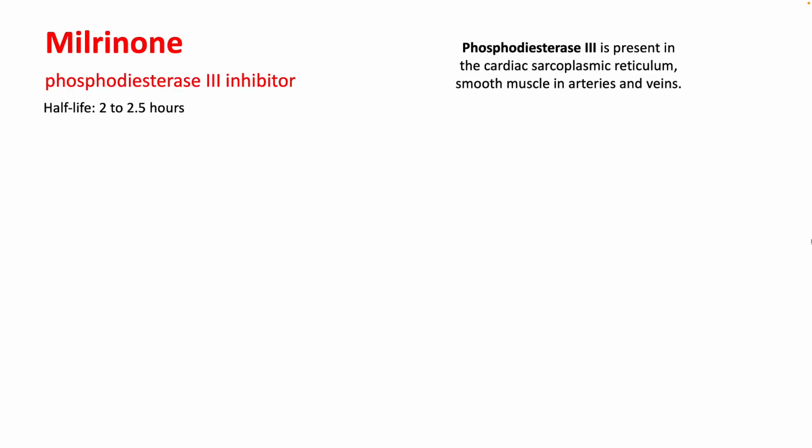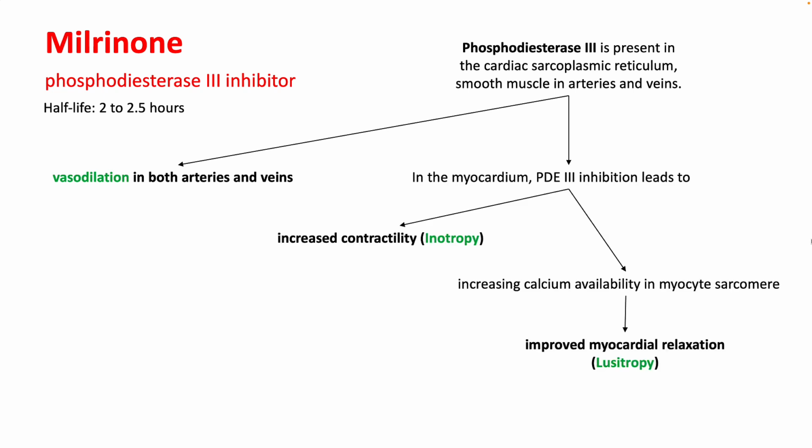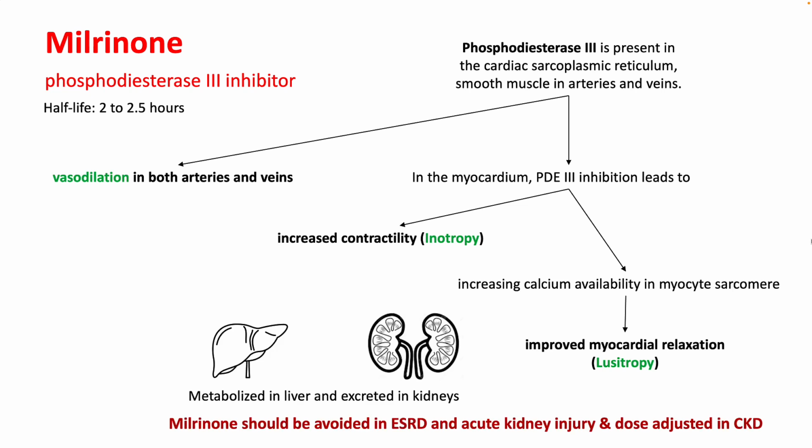Milrinone is a phosphodiesterase 3 inhibitor with a half-life of 2 to 2.5 hours, and it's present in cardiac sarcoplasmic reticulum and smooth muscles, where it vasodilates arteries and veins. In the heart, it increases contractility and also increases calcium availability in the myocyte sarcomere, improving myocardial relaxation.